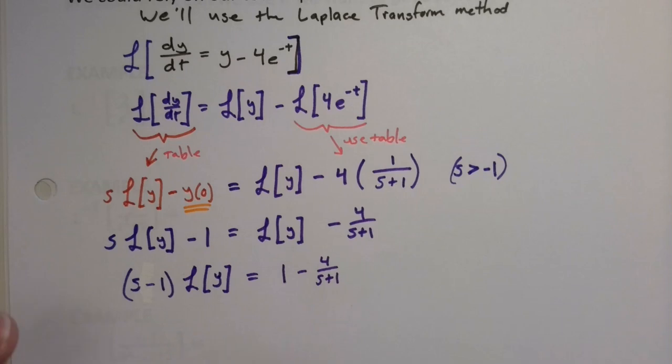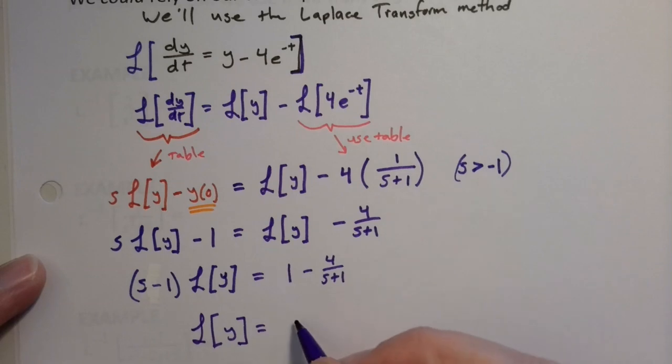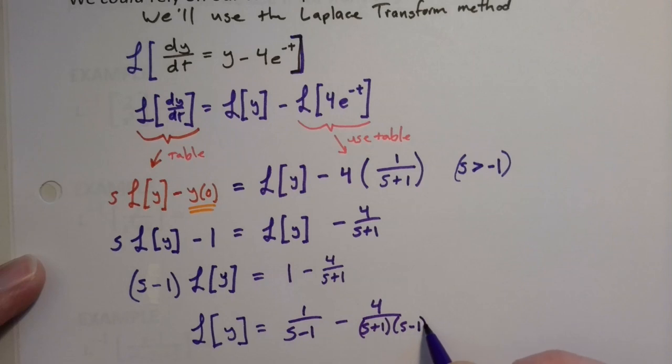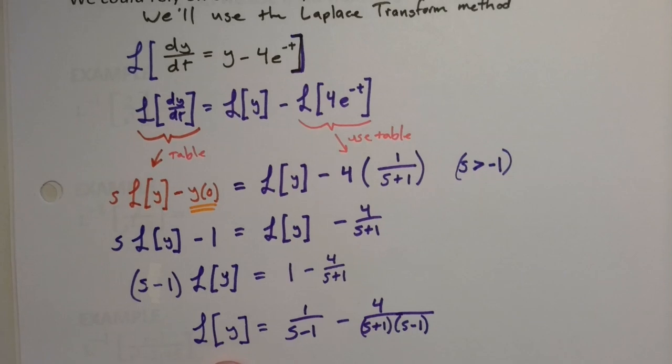Now, I'm not done yet because I'm trying to solve for this Laplace transform of y. This Laplace transform of y is then therefore going to be equal to, if I divide both sides by s minus 1, I'll have 1 over s minus 1 minus 4 over s plus 1 times s minus 1. So what we have here on the left-hand side is we've just solved for the Laplace transform of y.